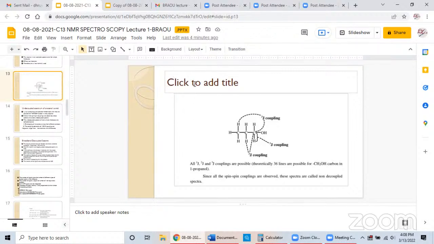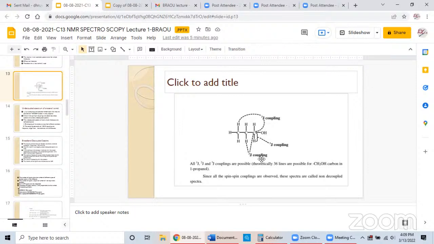Then suppose Na, the number of protons of A type, is 1, let us say. So 2NaI plus 1. You just calculate; it will give you more signals in proton NMR also. So see here, we'll calculate for this only. J1, J2, J3 couplings are possible. So theoretically, 36 lines are possible, for what? For this CH2OH carbon.